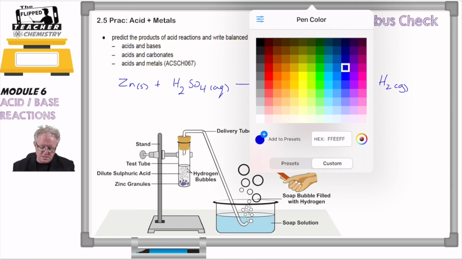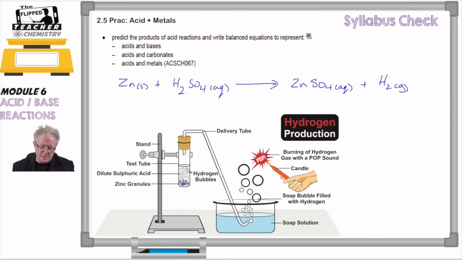And let's just check to see if it's balanced by doing it in a different color. We've got one sulfate, one zinc, and we've got two hydrogens already balanced. So that's the classic acid on metal reaction. Remember, we can do it for other metals as well.